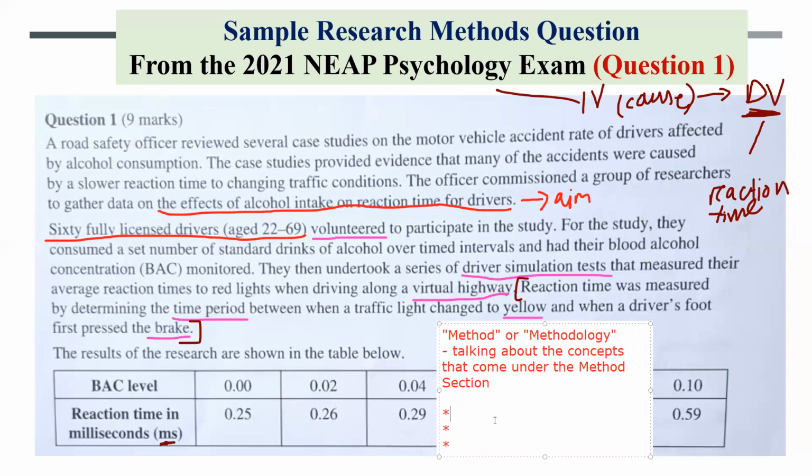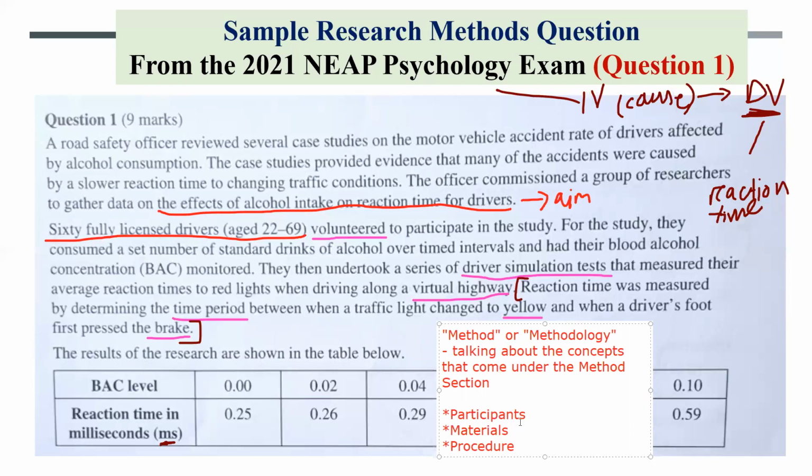Yes, participants is one of them and materials is another one. What's the last one? Does anyone remember? The last one is the procedure. Procedure was basically what was involved. If we're looking back at this scenario now, you'll notice that we have all the information that we need to basically write up a method section on this particular scenario.